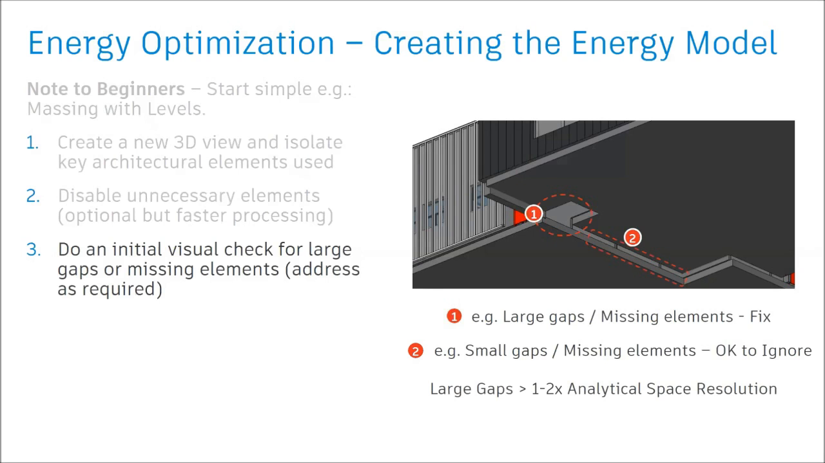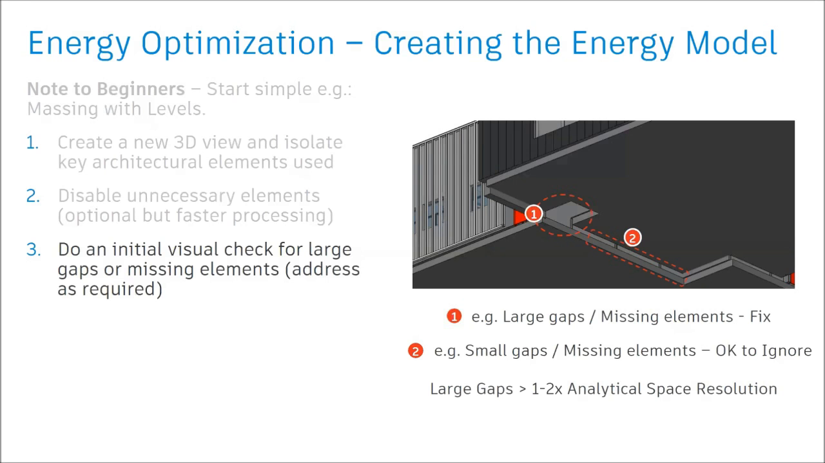The general rule here is that large gaps are basically greater than 1 to 2 times the analytical space resolution. So if you've got a space resolution of 1.5 feet, you're talking 1.5 feet to 3 feet is a large gap. And think about that. That's a fairly major missing piece of the building. It's not asking you to do anything particularly onerous on the model. And in fact, doing all of this tends to lead to a better physical model in the first place.